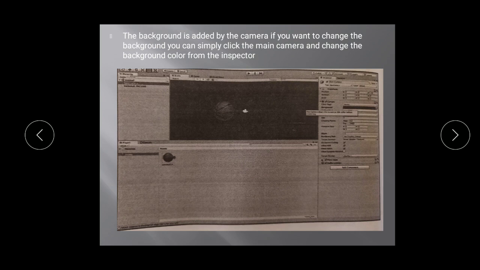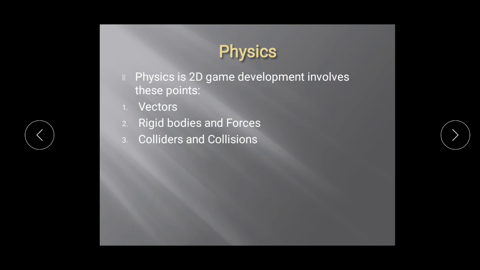Next, the background is added by the camera. The camera lenses are fixed, and that is just viewing your object according to the rotation and scaling, because of which whichever color you have set will be seen. If you don't want that blue color, you can simply click on the camera option here and select the color which you want. That will be changed in the inspector, and it will be seen in the scene view.